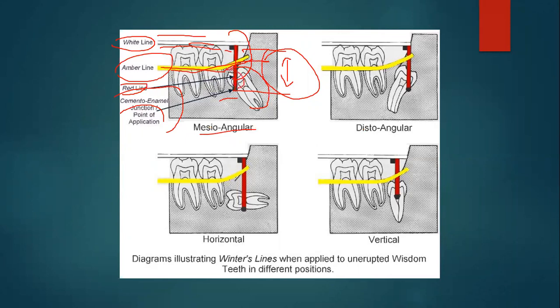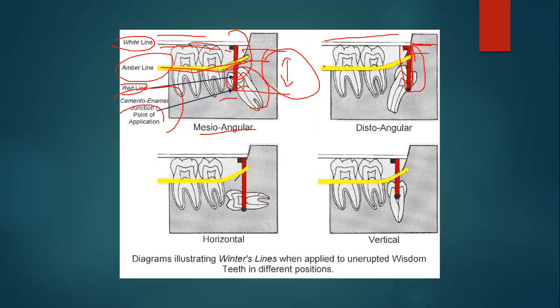You can see that the mesial cusp is present here, and then this is distoangular. Again, the white line is indicating the occlusal plane, and your amber line, your yellow color, is indicating the bone level here. The bone level is starting from here. The red line starts from here, showing how much you need to extract the tooth. The point of application of the forceps is here. So the line is indicating the distance between your point of application as well as the bone level.